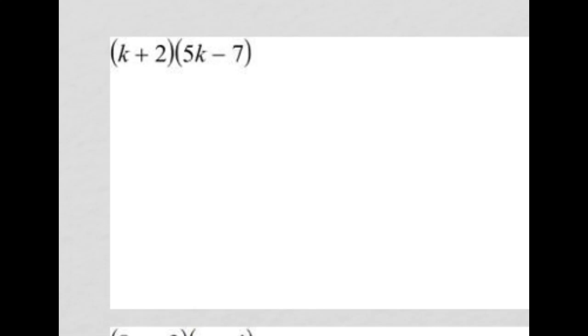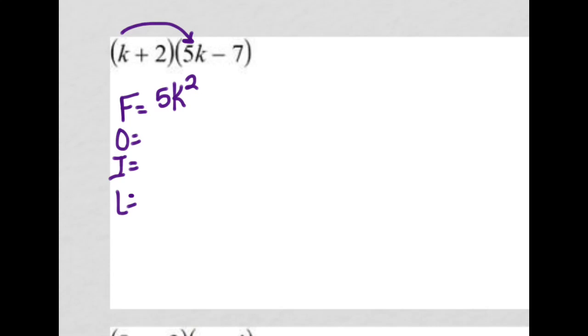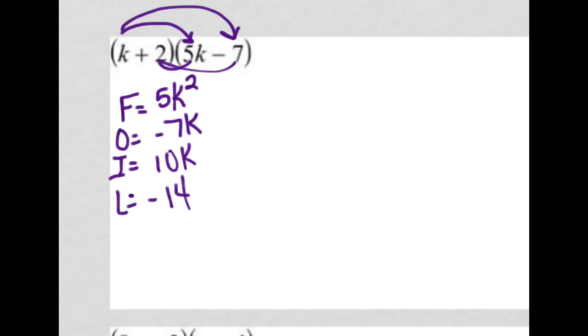I'm going to quickly walk through a few more, and then the rest are yours to do. So, let's begin with the first terms, outside terms, inside terms, last terms. So k times 5k is 5k squared. Outside terms, k times negative 7 is negative 7k. Inside terms, 2 times 5k is 10k. And last terms, 2 times negative 7 is a negative 14.